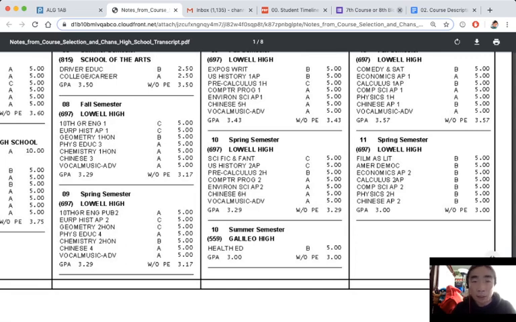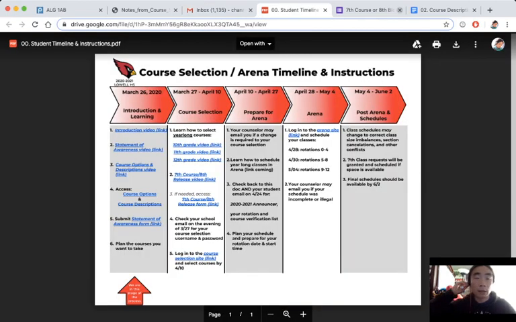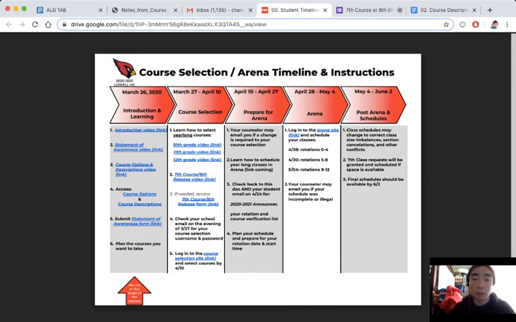And so AP tests do cost money. Those are reduced based on whether you qualify for free or reduced lunch. So maybe it costs like $20 or so a test, and you do have to pay that out of pocket. There are scholarships or money to give out to pay for tests.